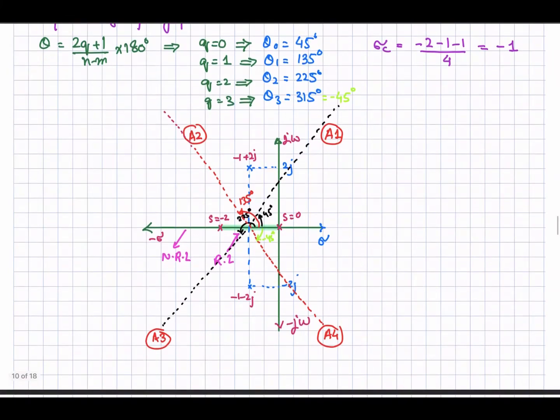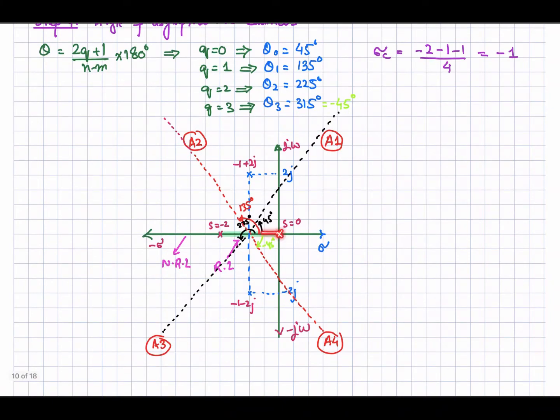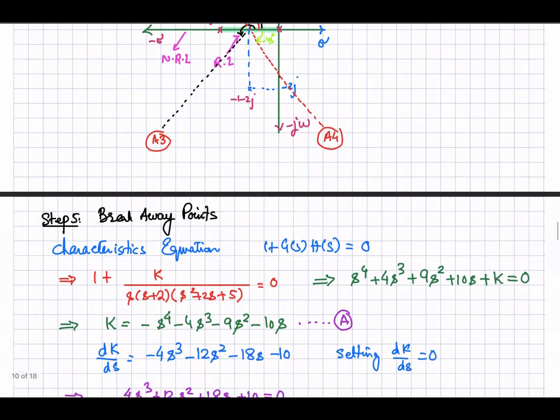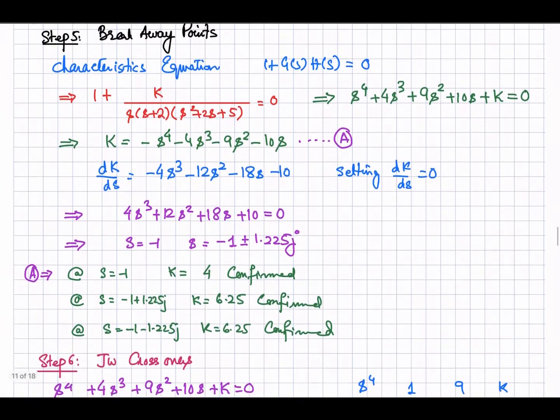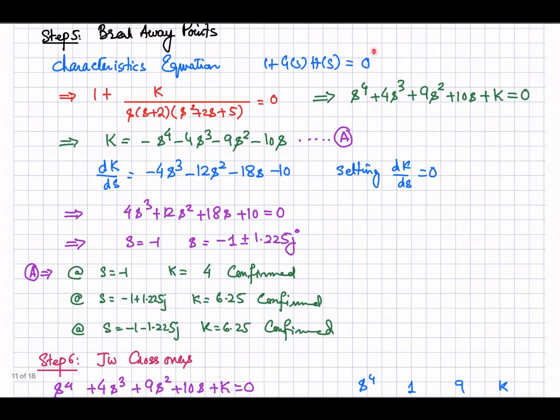So this is the part of the root locus. When these poles move across this real axis, they will come out at a certain point and will move toward infinity. So that is the breakaway. Let's calculate that breakaway. For the breakaway, we need the characteristic equation, that is 1 plus g of s into h of s is equal to 0.